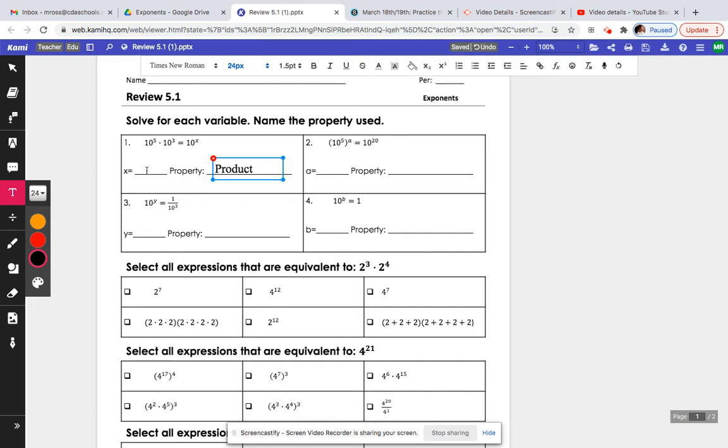So we have 10 to the 5th times 10 to the 3rd. 5 plus 3 is going to end up being 8, so our answer would be 8 here. Okay, you need to remember this. This is going to be very, very similar to our test.